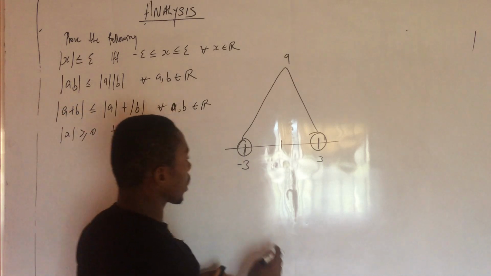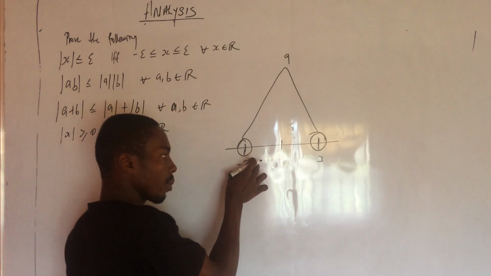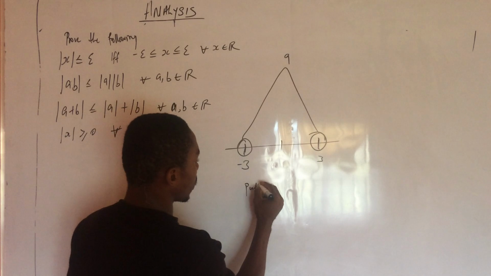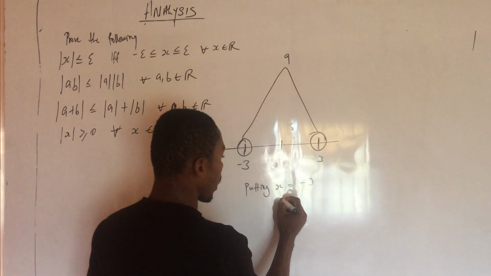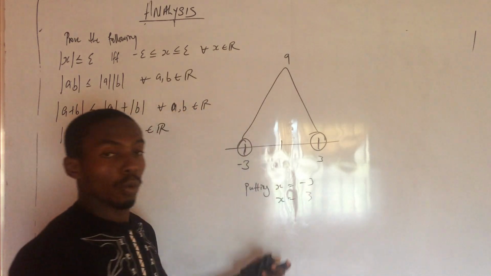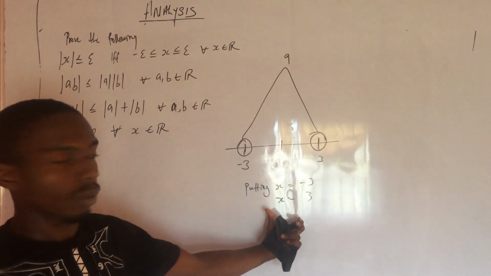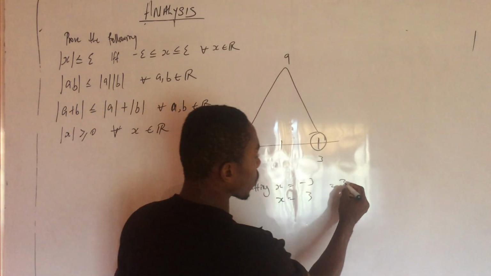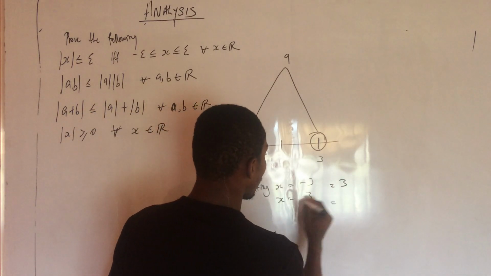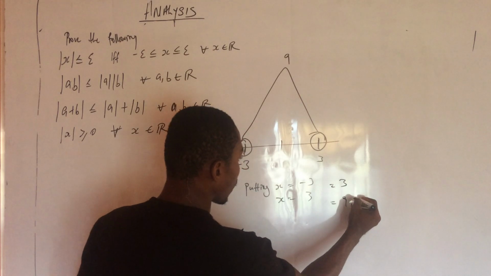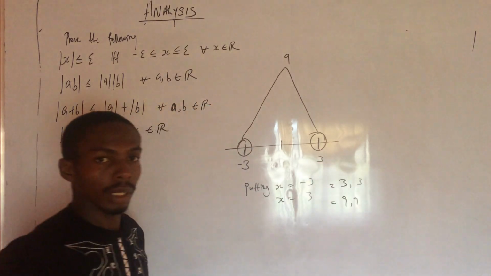And let us say that here, we put in x equals minus 3 and x equals 3. We want to find the absolute value of this function. And now it's going to give us what? 3. Now let us find the square of the function. It's going to give us both of them 9, 9, 3, 3.